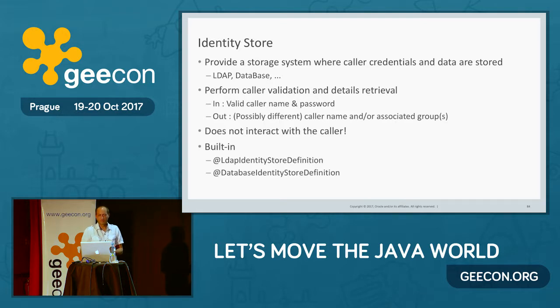Identity store itself provides a storage system where the caller can perform validation and details retrieval. Basically, you pass in a caller name and password, and as an output, you get the caller name and/or associated groups. It does not interact with the caller. There are two built-in identity stores, LDAP and database identity stores.